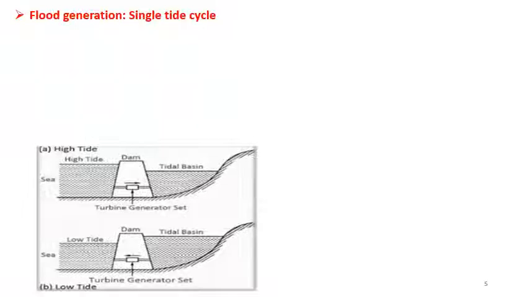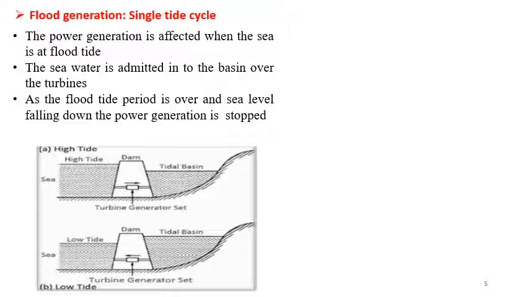This process continues till the flood tide period is over and the sea level starts falling again. Then the turbine does not work and power generation stops. The basin is drained into the sea through the sluice way. So you should understand the concept of how this single tide cycle works.